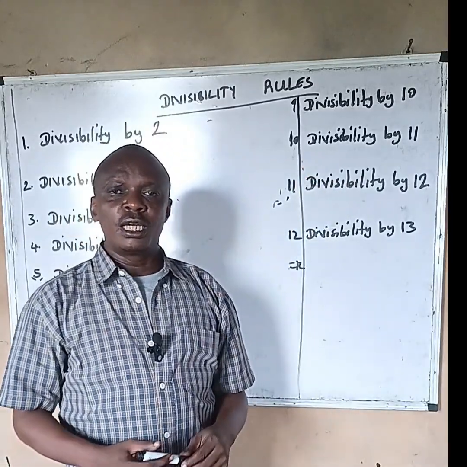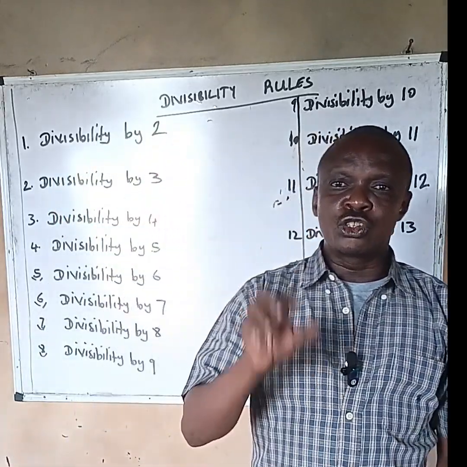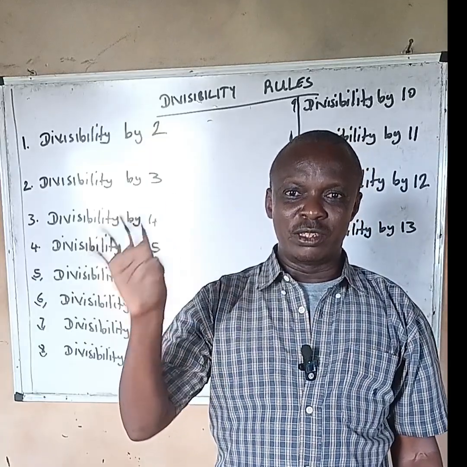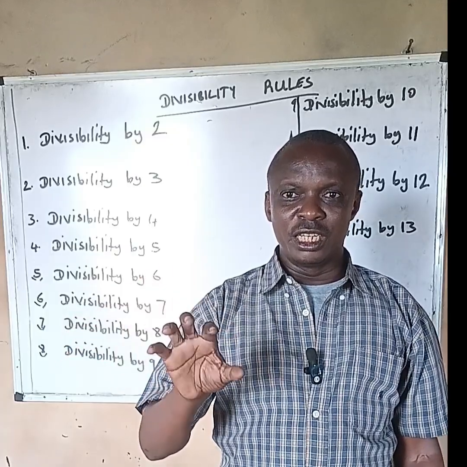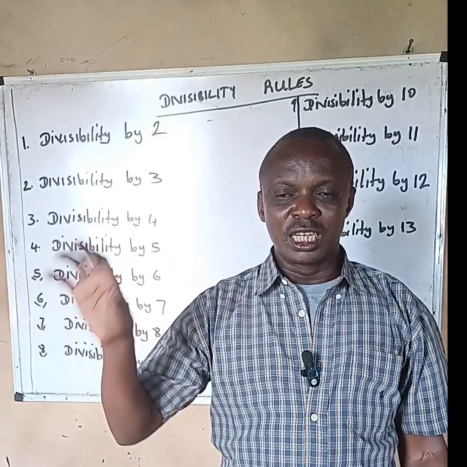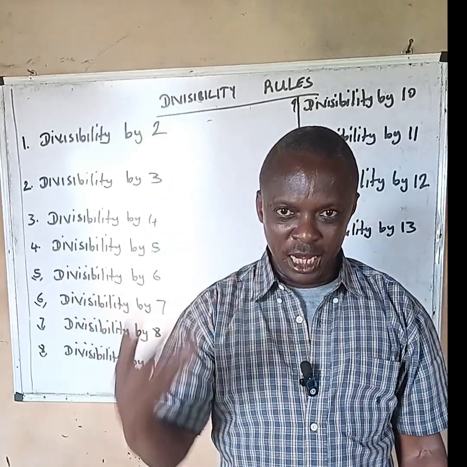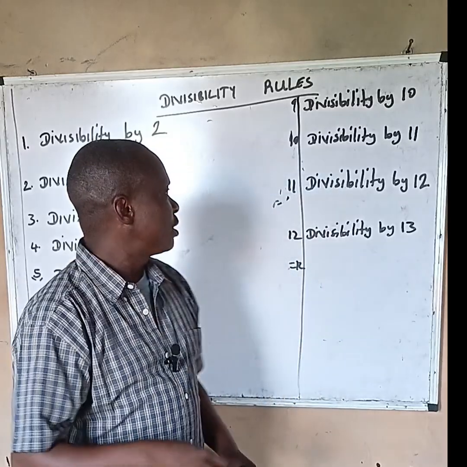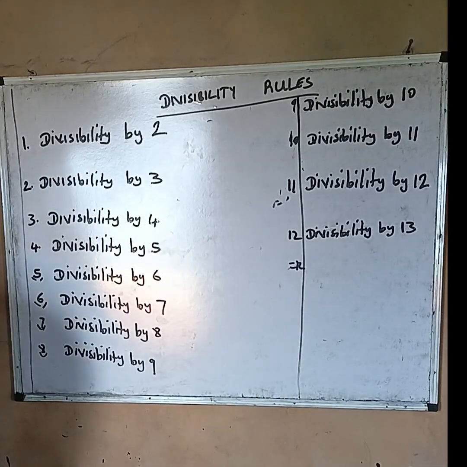11 can divide a number if the sum of its digits in the odd places minus the sum of its digits in the even places gives you 0 or is divisible by 11, then 11 can divide that number. Let's get an example of what I'm trying to say. Let's get a number that we'll use there.